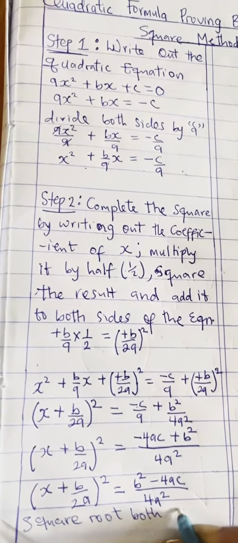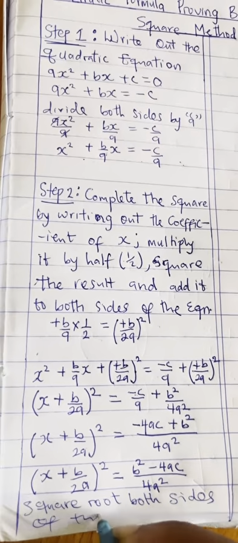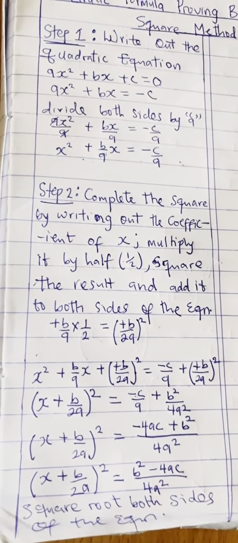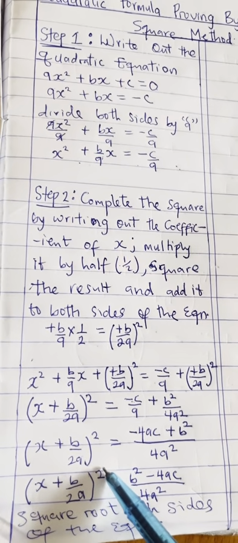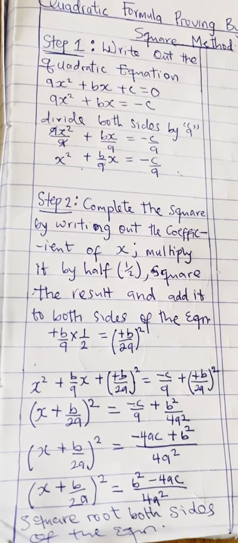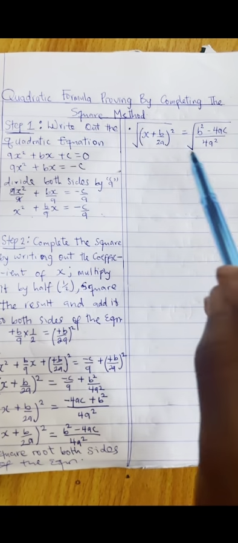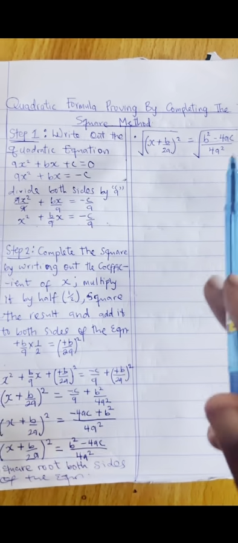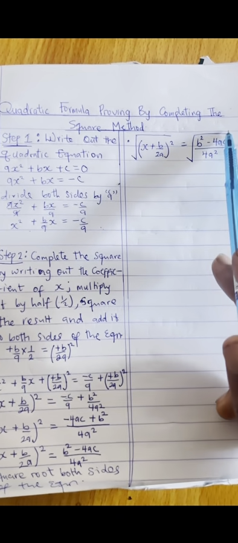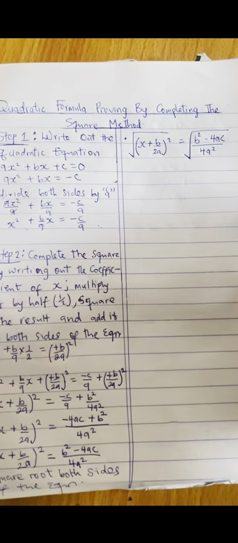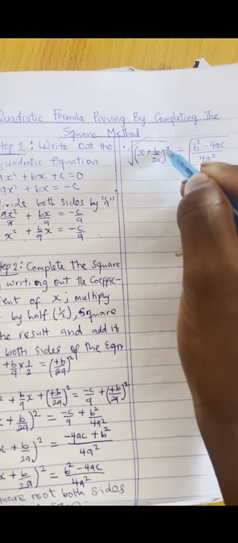The next step I'm going to do is to square root both sides of the equation. The reason I'm going to square root both sides is because of this square. If I square root this part, it is going to remove this square. So I put the square root here, and we also put the square root here. This square root would eliminate this square.